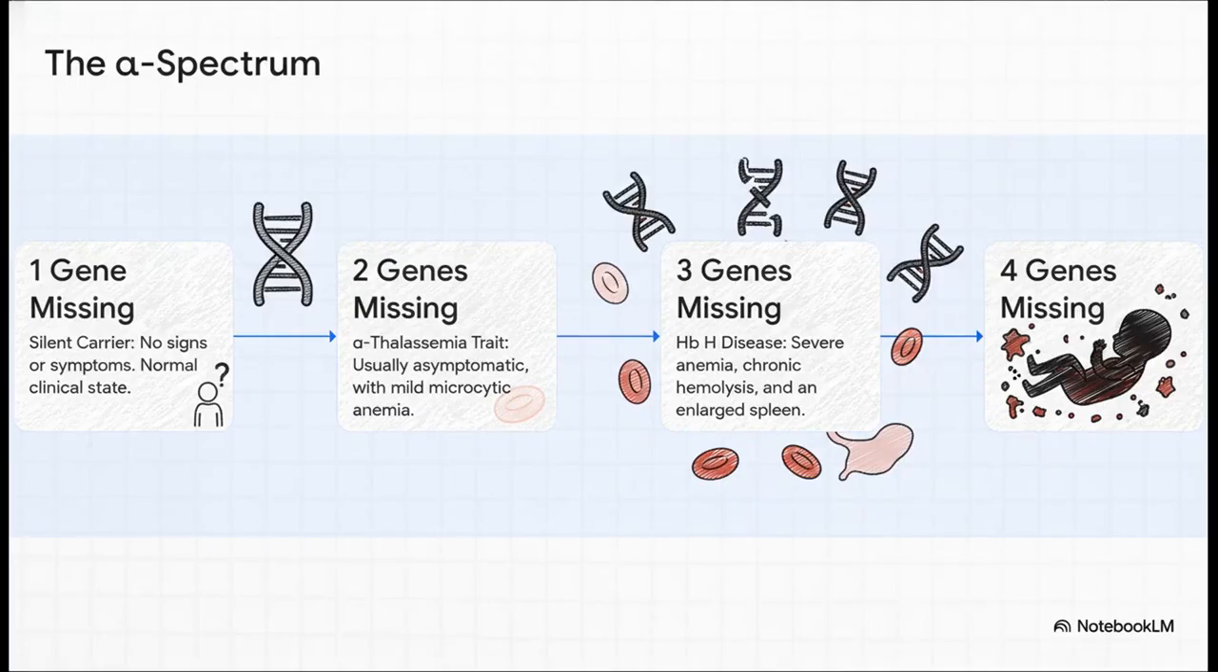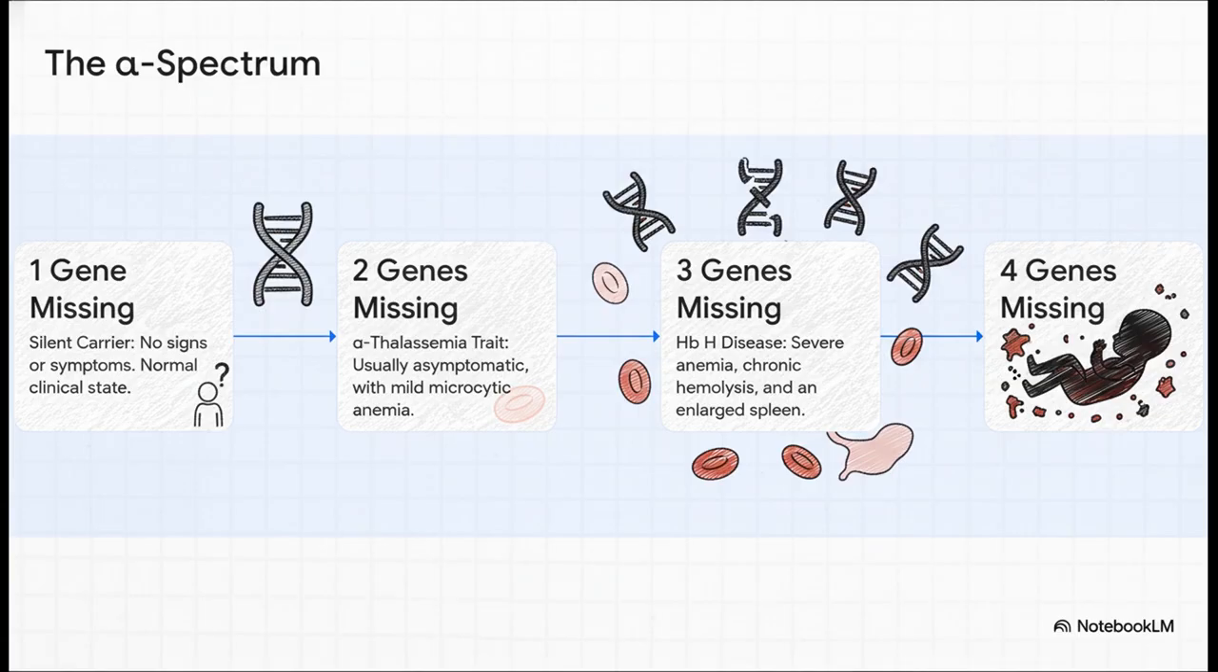Okay, so if you're missing just 1 gene, you're what's called a silent carrier. No symptoms, you'd probably never even know. If 2 genes are deleted, that's called alpha thalassemia trait. You might have a mild microcytic anemia, which really just means your red blood cells are a little smaller than usual, but you're generally healthy.